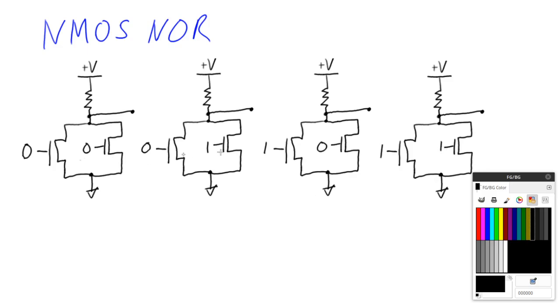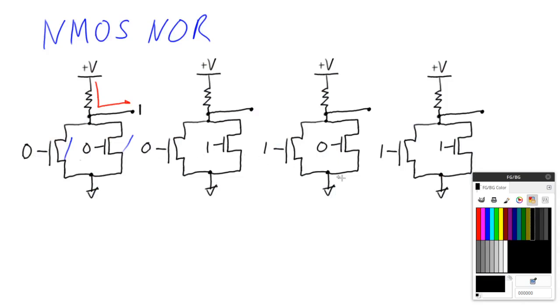So if we have two zeros, what we kind of have is an open connection and an open connection, in which case ground cannot get to this point, and so the positive voltage wins and we get a connection like that, and the output is a 1.